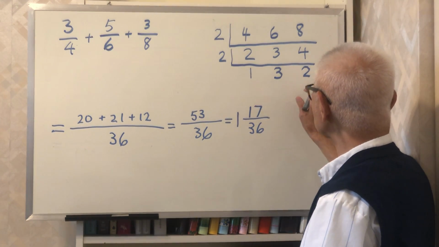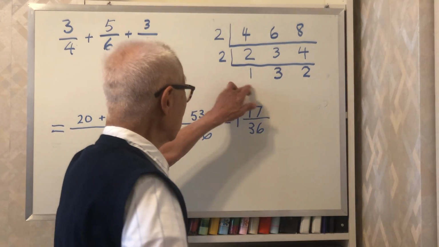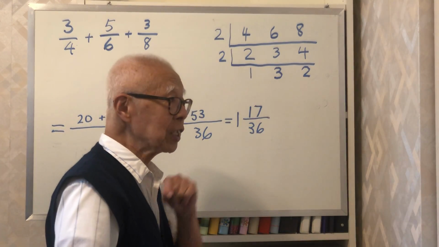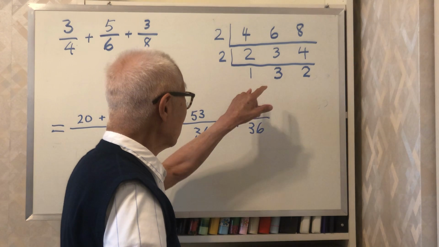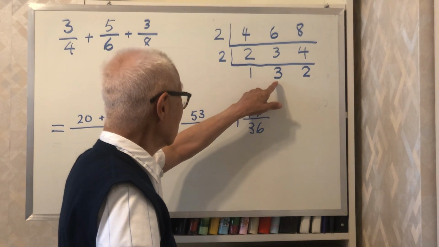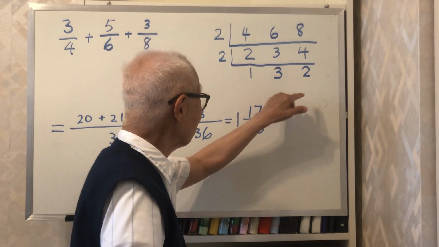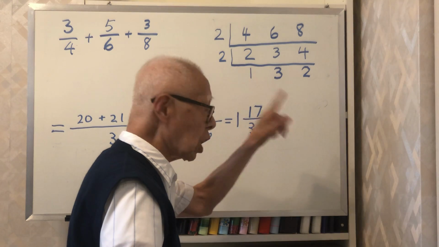Then 1, 3, and 2. You do not have any common factor. Not even between two of them. 1 and 3 has no common factor. 3 and 2 has no common factor. 1 and 2 has no common factor. So you stop here.